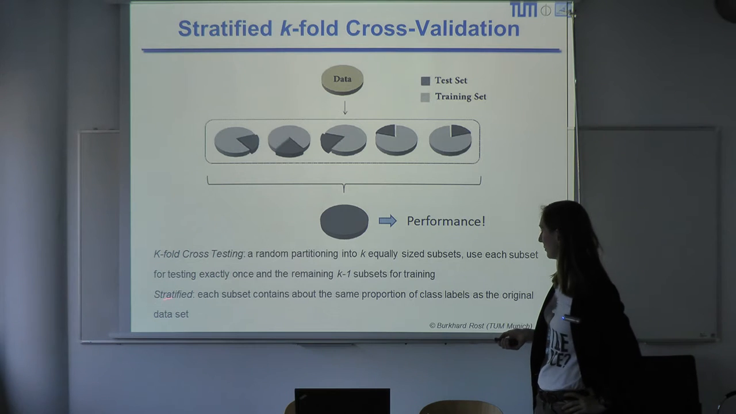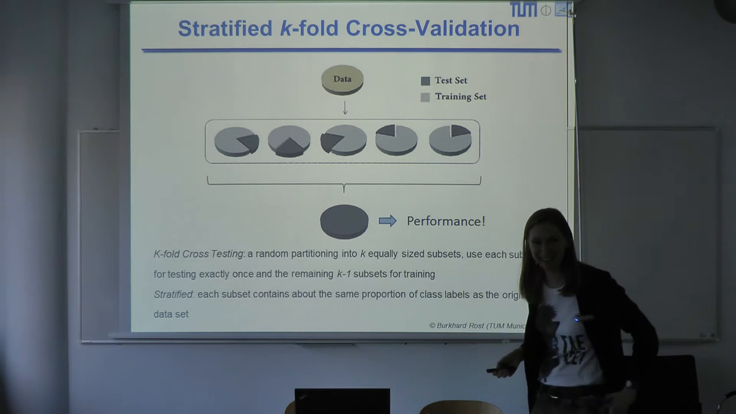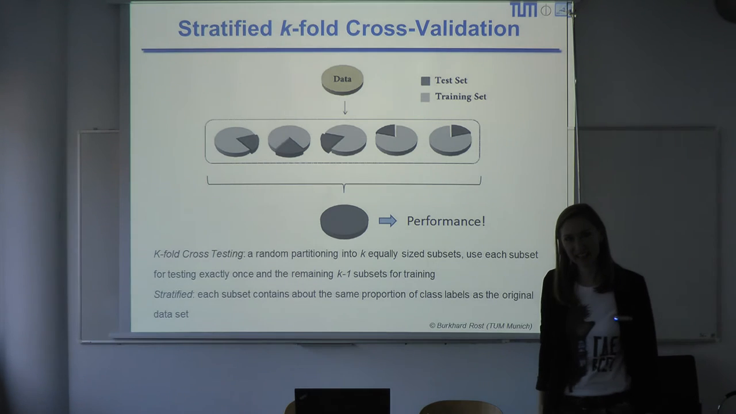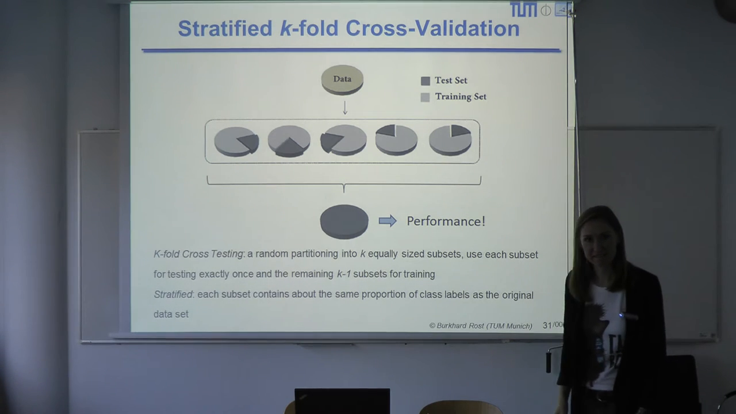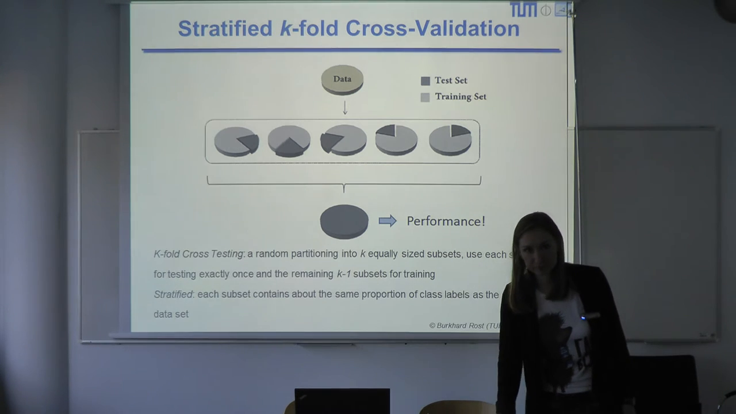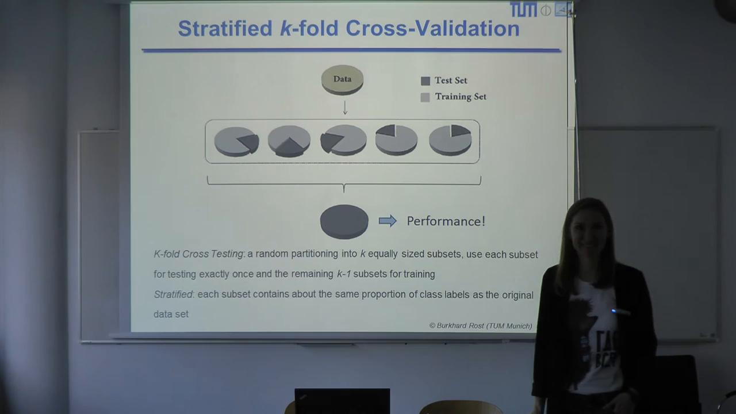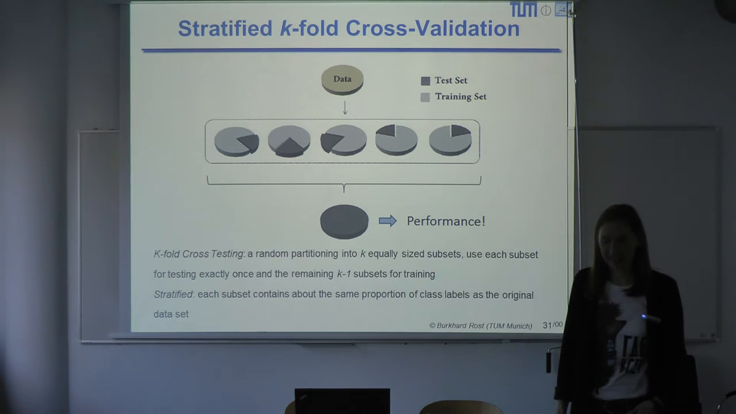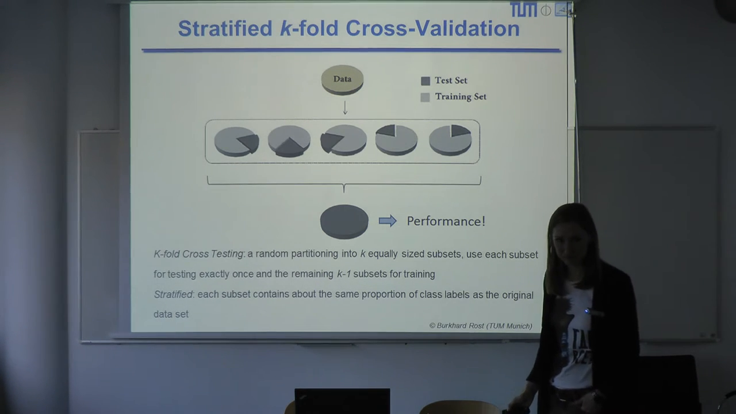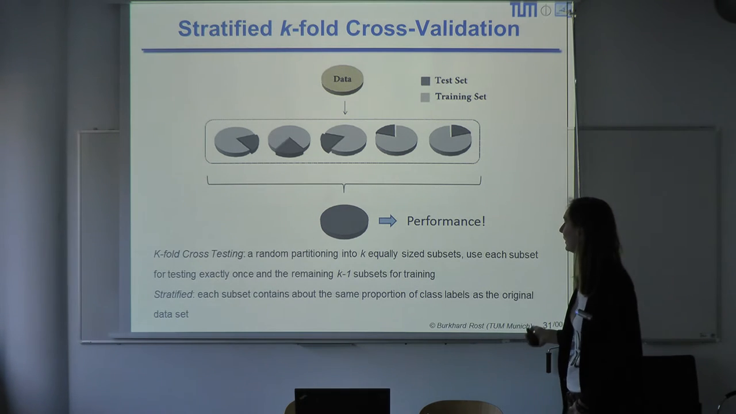So, stratified. We have not talked about what stratified means. What is stratified? Just make sure, or try to be sure, that in every split of your cross-validation iteration, the class probability is nearly equally distributed, as in the original set. So in general, when you develop a machine learning method, you want to have it this way.